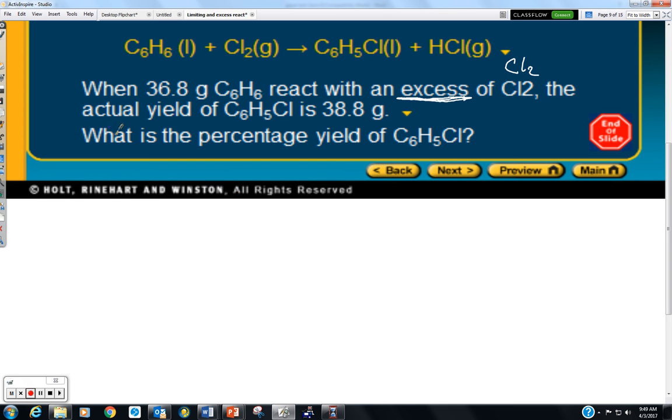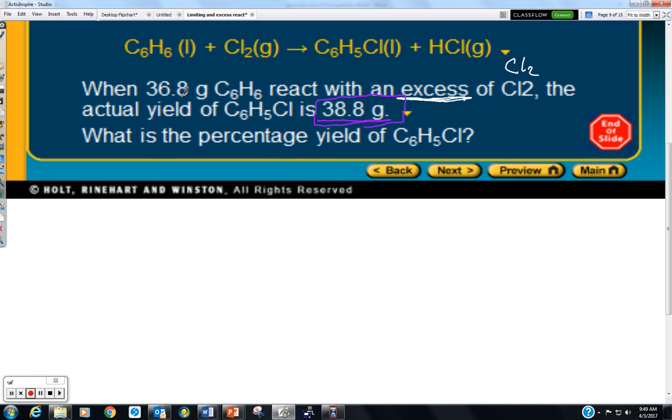Now, before we can calculate the percent yield, we need to know a couple of things. Well, we know that this 38.8 is our actual yield. What we want to know is what could we have theoretically produced? How much chlorobenzene could we have produced theoretically?